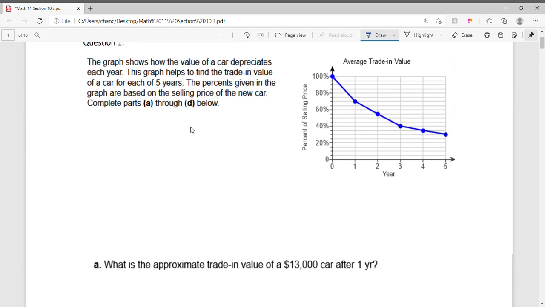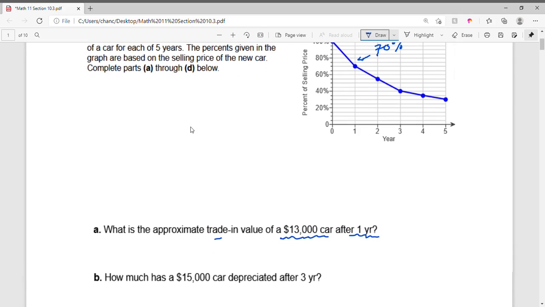What is the approximate trade-in value of a car that is $13,000 after 1 year? Let's look at the chart, and we can see here that at 1 year, the value of the car is only 70%. It's 70% of the original value. So to calculate 70% of $13,000, here's what we need to do.